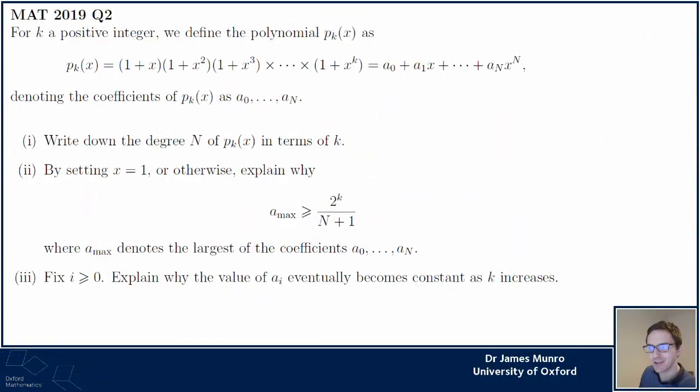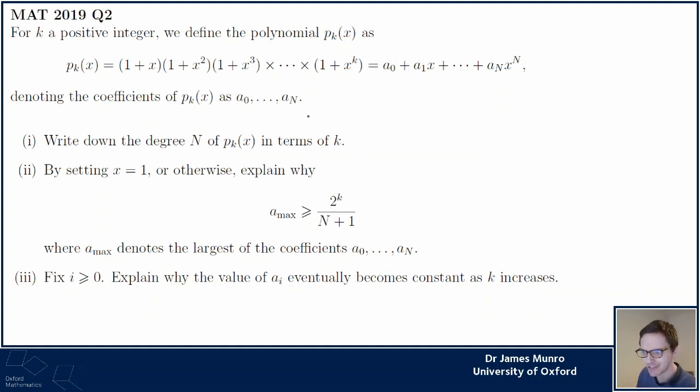Okay, question 2. We're given some polynomials where x is the input variable and k is sort of counting the polynomials, or keeping track of this sequence of polynomials. Pk means multiply together these brackets, 1 plus x, 1 plus x squared, 1 plus x cubed, up to 1 plus x to the k. And if you were to multiply out all of those brackets, you'll get some expression for the polynomial with coefficients a0, a1, a2, up to an.